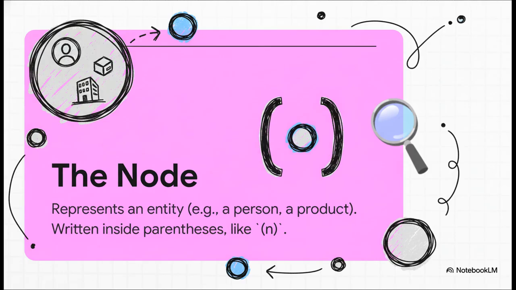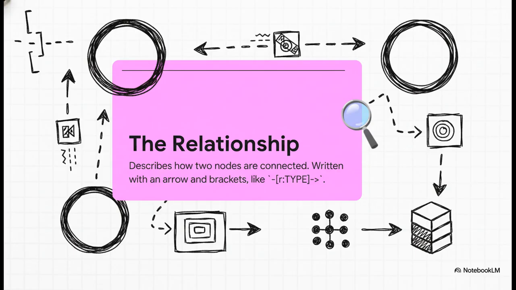First up, the node. This is your thing. It could be a person, a company, a movie, whatever. And in Cypher, you just represent it with a pair of parentheses. That's it. Simple. And second, the relationship.